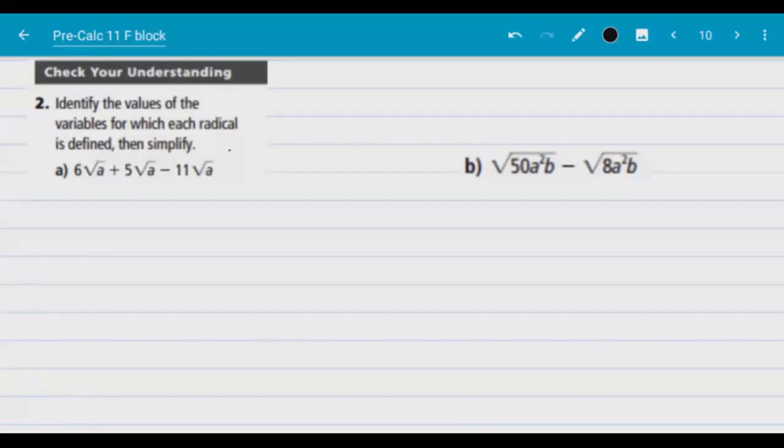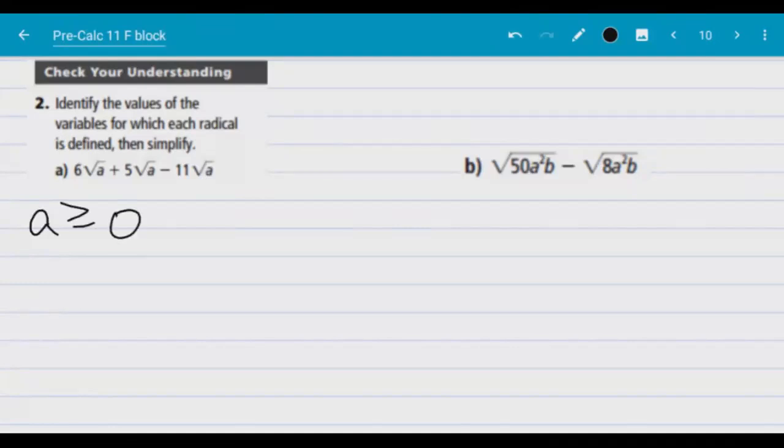Well, in this question, the only variable you have is a, and it is a that is seen inside all of the root symbols. Now, you can only have a positive value or zero for a because you cannot have a square root of a negative number. So the values for which the radical is defined would be a is greater than or equal to zero.